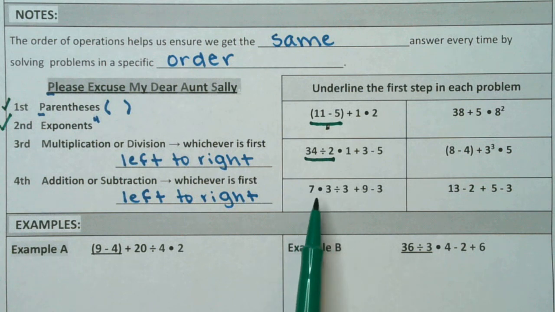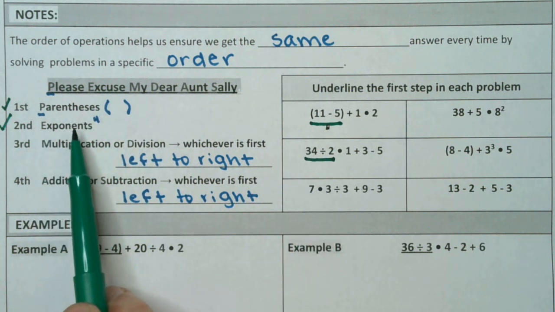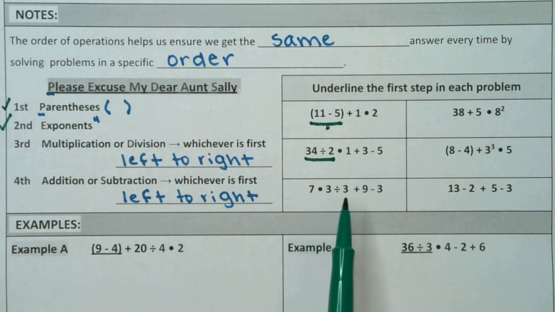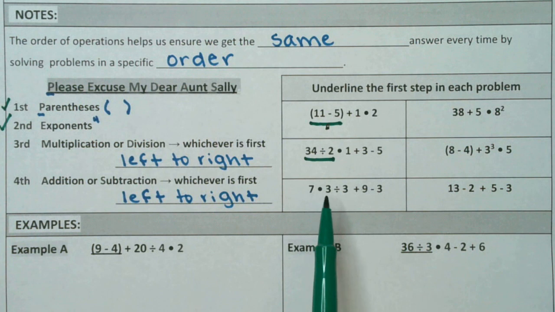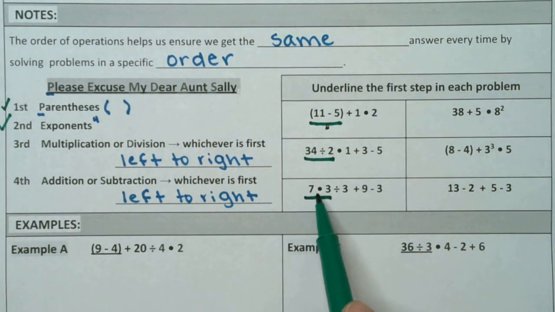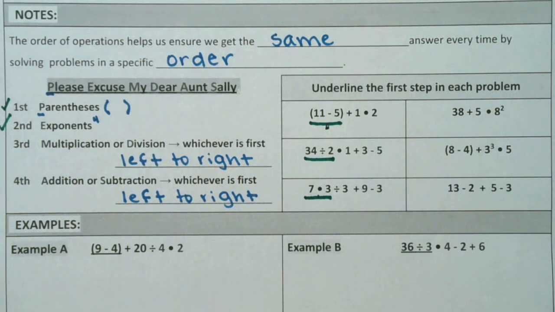And then in this one, once again, no parentheses. I don't see any exponents or that small number in the top right corner. Once again, I do see multiplication and division. Okay, but in this instance, 7 times 3 divided by 3, multiplication came first. So multiplication would be our first step. I want you to pause the video and underline the first step in each of these problems, then come back to the video.